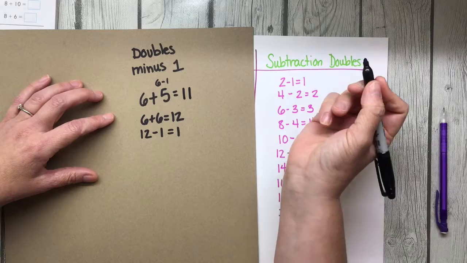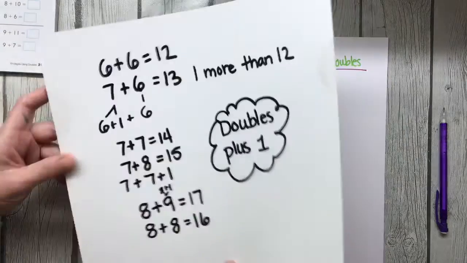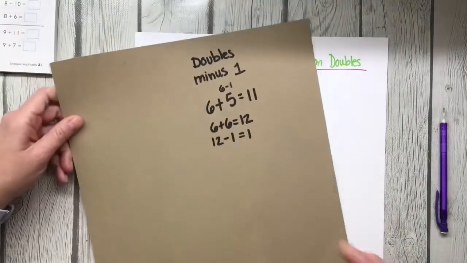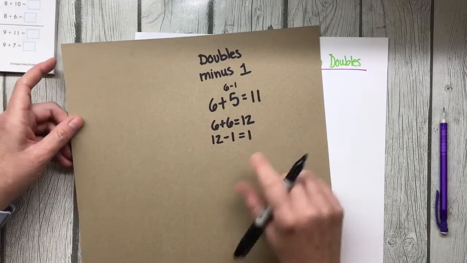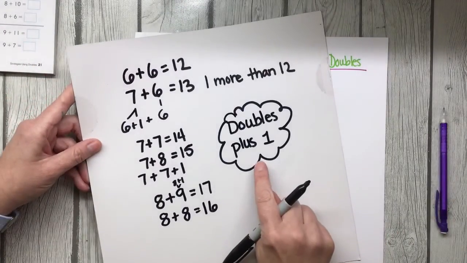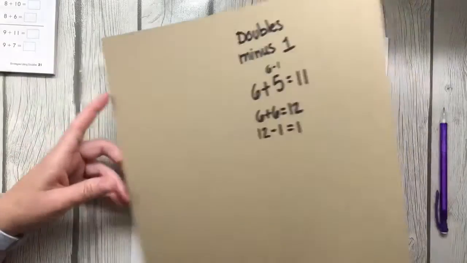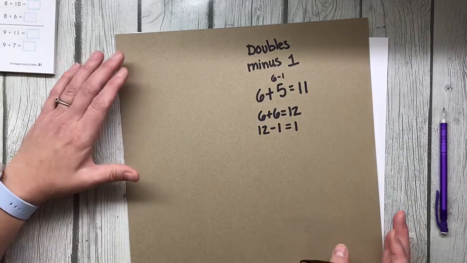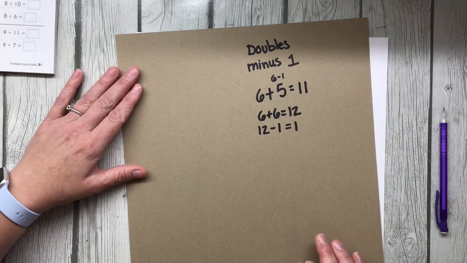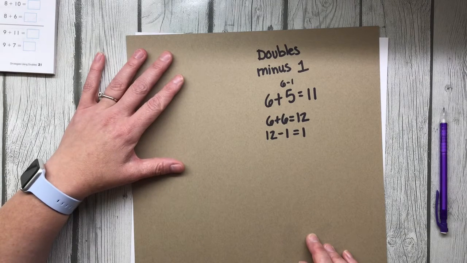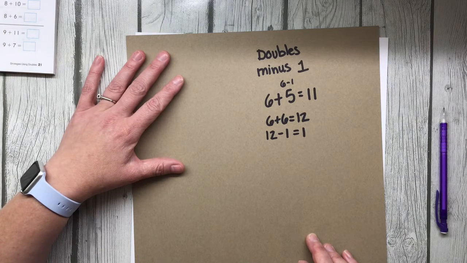I have to tell you, friends, I use this one a lot. I use this one sometimes. My brain does the adding one a lot faster than the minus one, and I don't know why. That's just the way my brain works. But we're going to go ahead and try this anyway, because you might like doubles minus 1. You might be a little bit different from me.